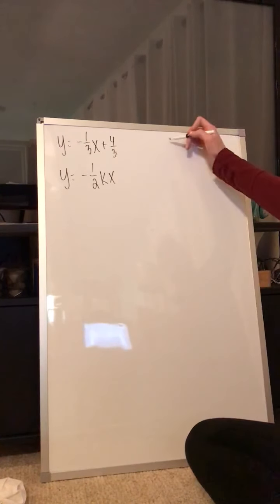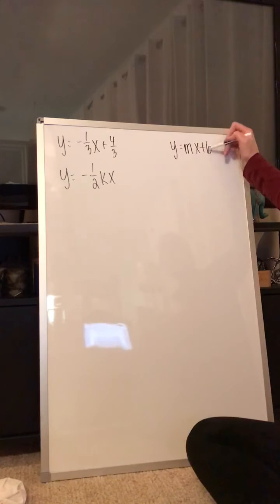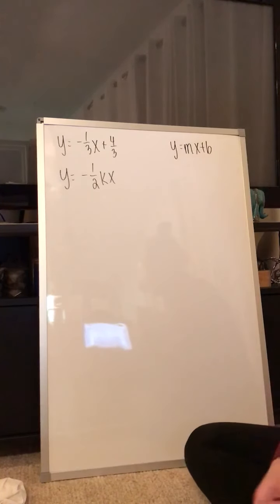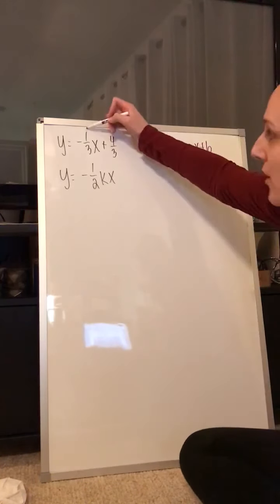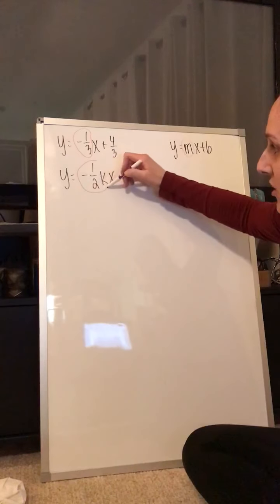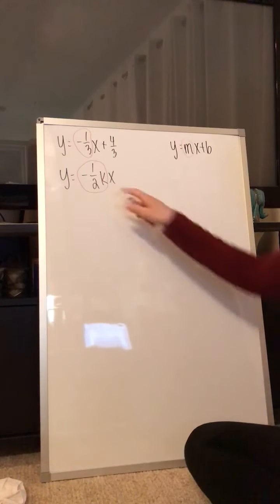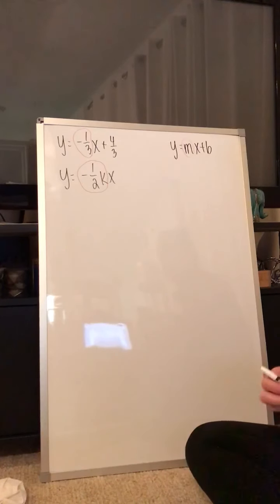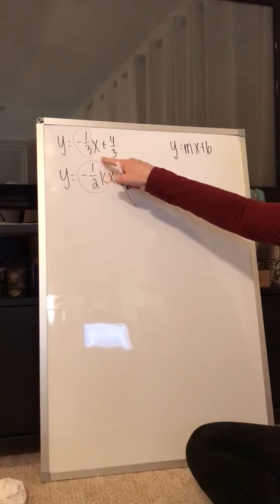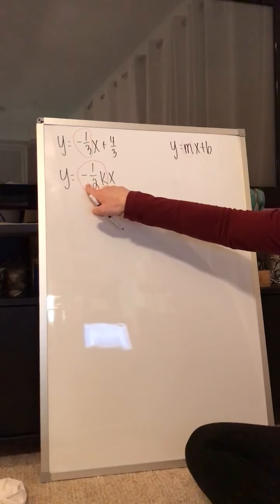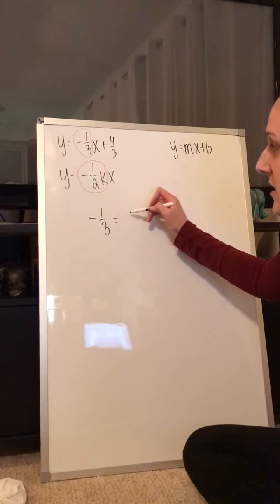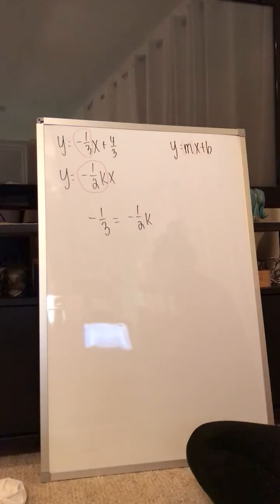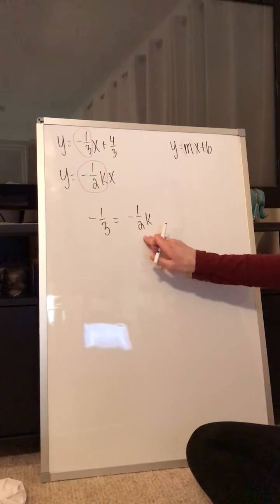Remember, in slope-intercept form, y is equal to mx plus b. If these two equations need to have the same slope, I'm looking for the value in front of the x. The value in front of the x in my first equation is negative 1/3. The value in front of the x in my second equation is negative 1/2 k, where k is just some constant we're multiplying by. So in order for this to have no solution, these slopes, negative 1/3 and negative 1/2 k, need to be the same, meaning negative 1/3 needs to be equal to negative 1/2 k.